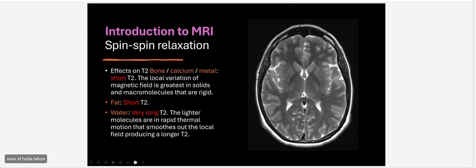Also you can see here the subarachnoid spaces have CSF, and the CSF is bright, as we said, in T2. Again, here the cistern and the lateral ventricle look bright, right?